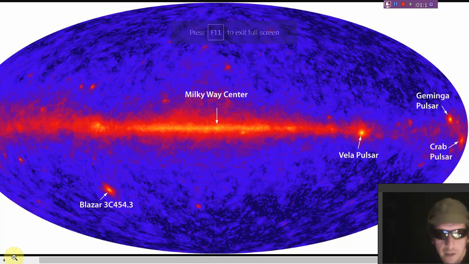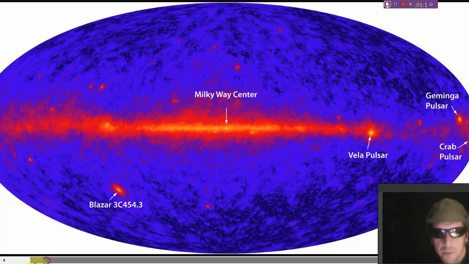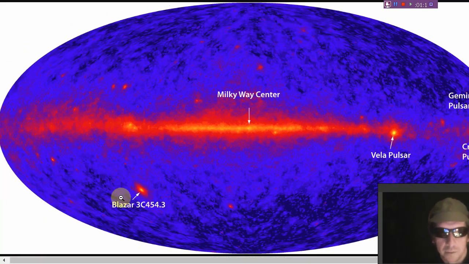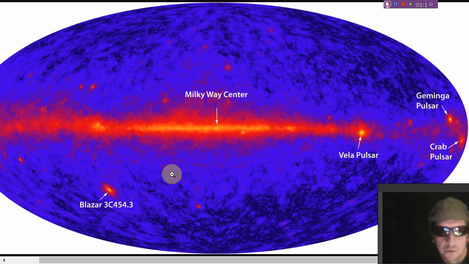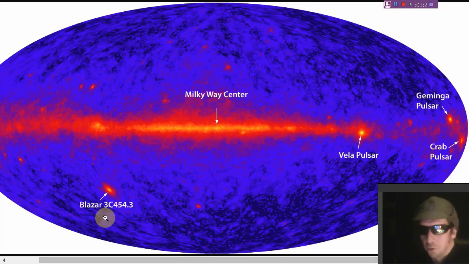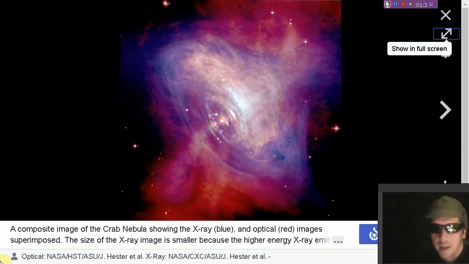And we spend a lot of time looking at the Cygnus arm of the galaxy, which is over here, by the way. Just north of the blazar with the catchy name 3C454.3, otherwise known as the most luminous object ever imaged. We're not going to talk about the Vela pulsar. We're not going to talk about Crab either. Actually, we are going to talk about Crab. But before we do that, I'm going to talk about the Crab pulsar.